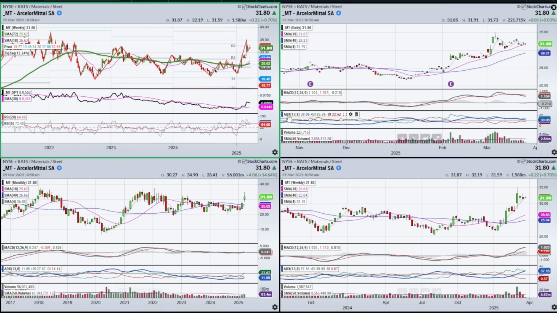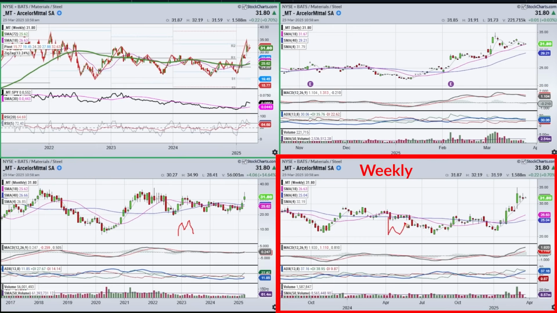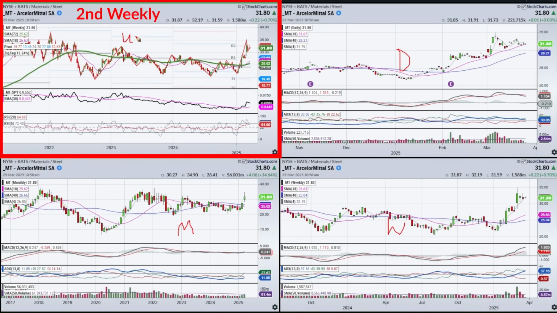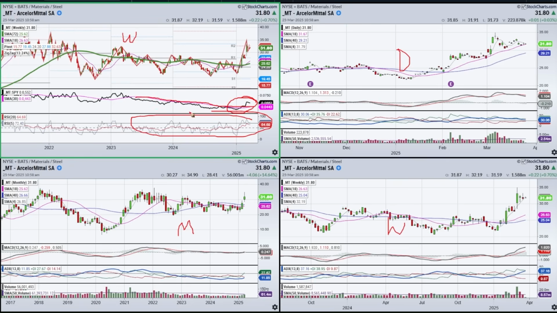So I have my grid up of MT here at steel stock, and I've got the monthly in the bottom left, and then a weekly here in the bottom right, a daily in the upper right, and I've got a supporting weekly, another weekly that gives me the outline of the price structure using the zigzag indicator. All right, and then we've got the relative strength line with its 30-period moving average, and we have RSI here.